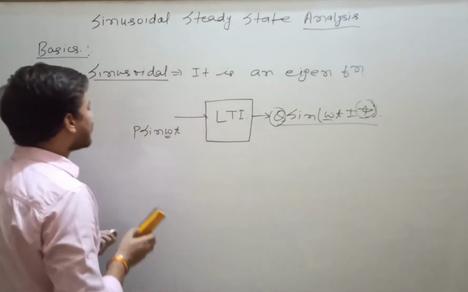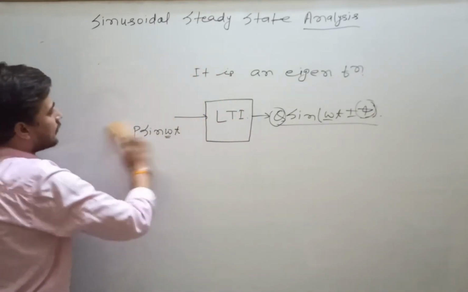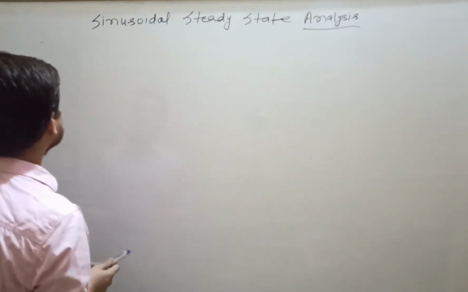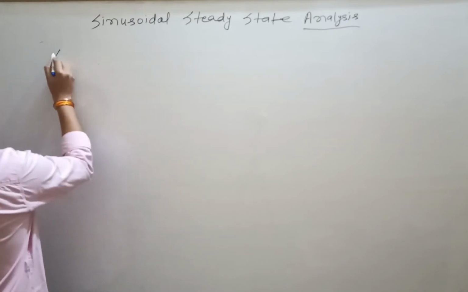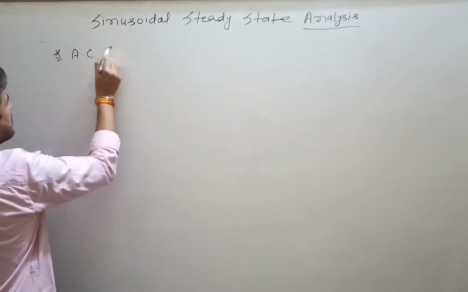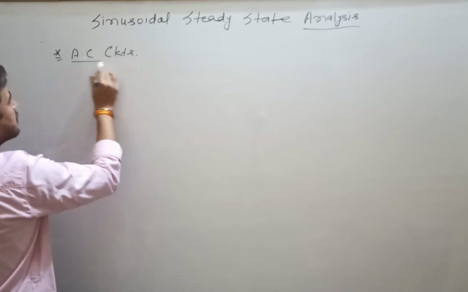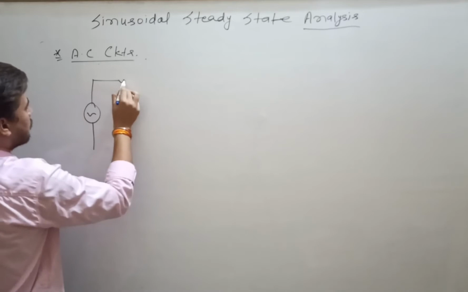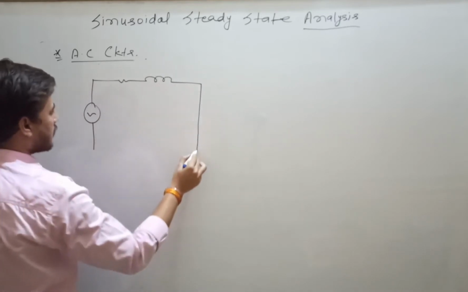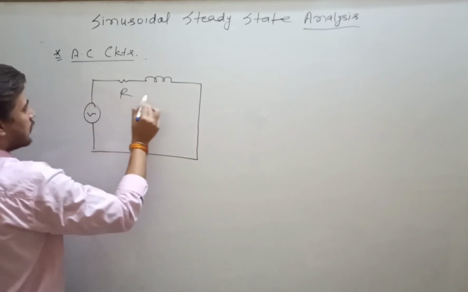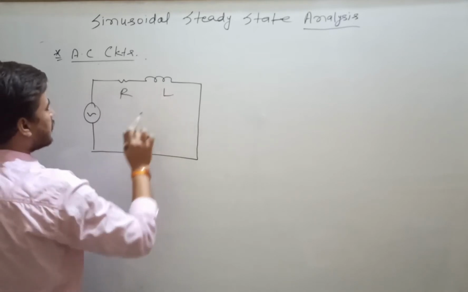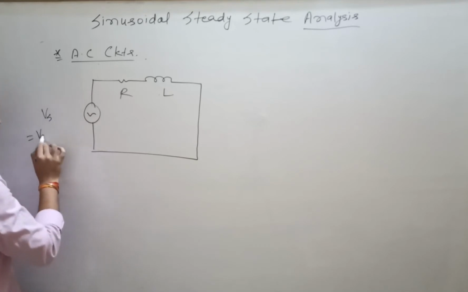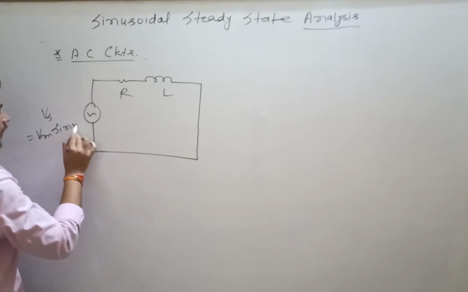Clear? So now let us see some basics of AC circuits, that means voltages and currents. Now in AC circuits, suppose you are having a voltage supply, and you are having a resistor and inductor connected in series with the circuit. Now this voltage supply is sinusoidal and its value will be Vm sin omega t.